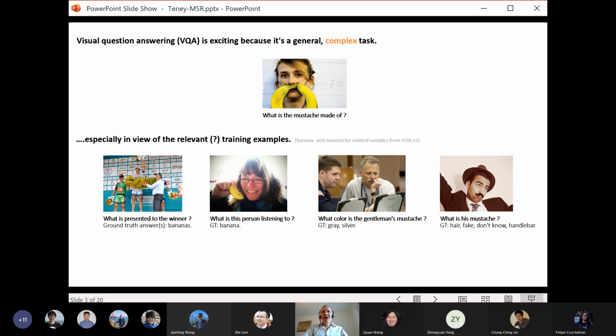I want to start this talk by reminding us why visual question answering is such an exciting task. I think that's because it's a very general but also a very complex task. We all know this example with the banana from a well-known VQA dataset. The complexity becomes clear when you look for examples in the training set that are relevant for answering this specific question. Even though you can find examples about bananas and examples about mustaches, it's clear that answering this question requires much more than just interpolating between training examples.